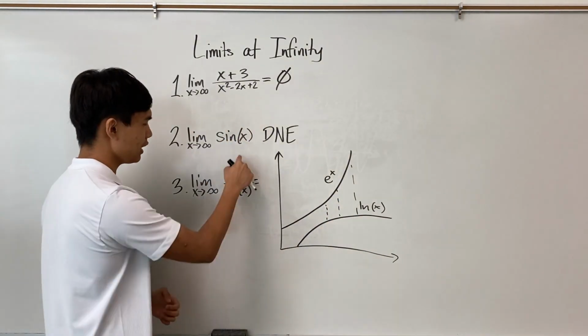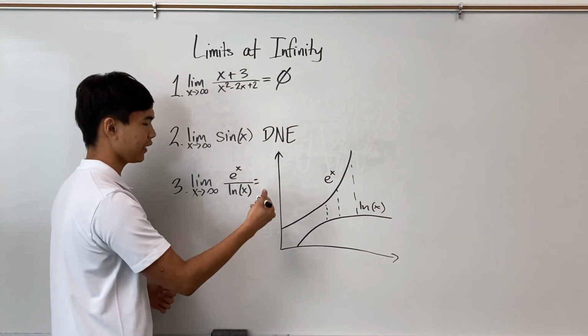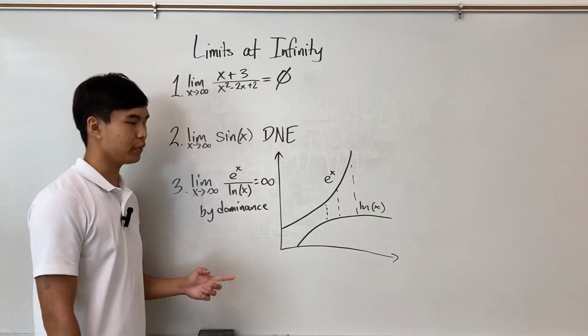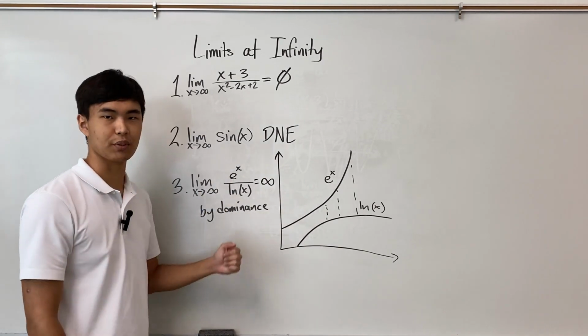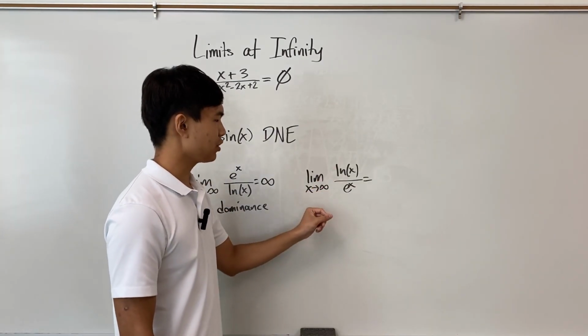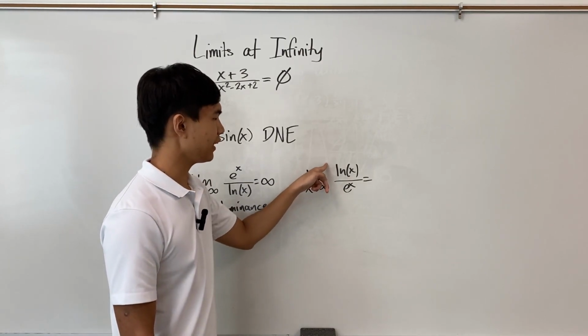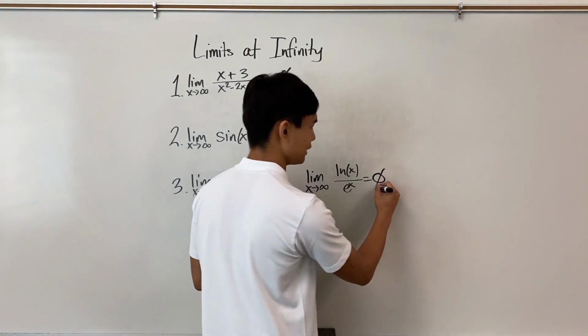In context of our limit here, this means that our divisor just can't keep up with what we're dividing, so this goes to infinity. This kind of argument is called dominance. We say that because e to the x dominates ln of x, this limit grows to infinity. And if this was reversed, we know that e to the x dominates ln of x, so what we're dividing can't keep up with what we're dividing by, and this limit goes to 0.